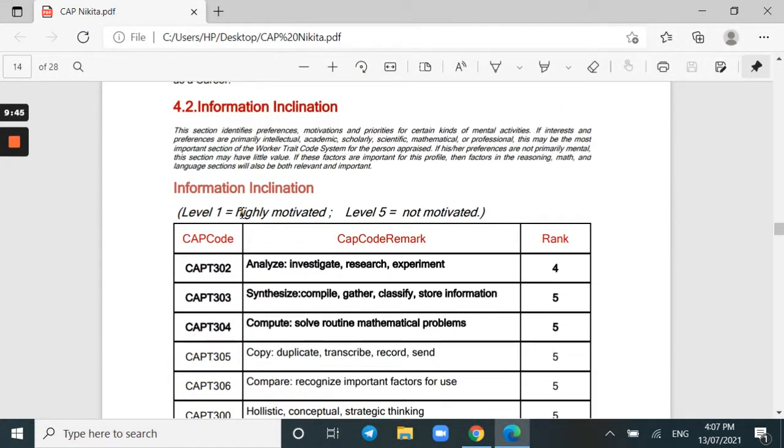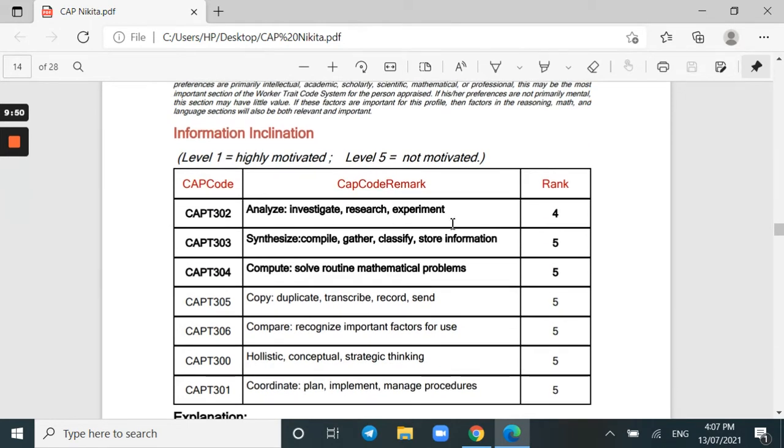The second point that we look at is information inclination. Again, within that we have areas like analyze, synthesize, compute. All of these, in the case of this student, are very low.